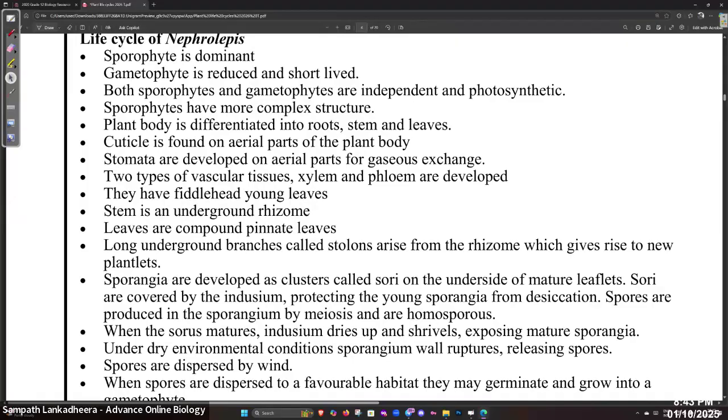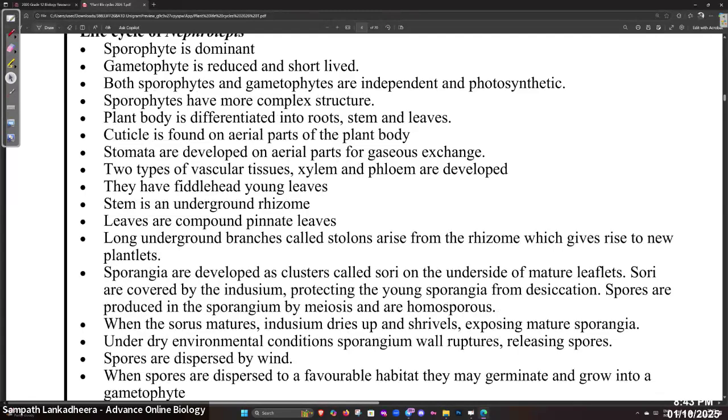Sporophytes have a more complex structure. The plant body is differentiated into roots, stems, and leaves. Cuticle is found on aerial parts. What do you call aerial parts? Those are the parts above ground level. Stomata are developed on aerial parts for gaseous exchange. Two types of vascular tissue, xylem and phloem, are developed.